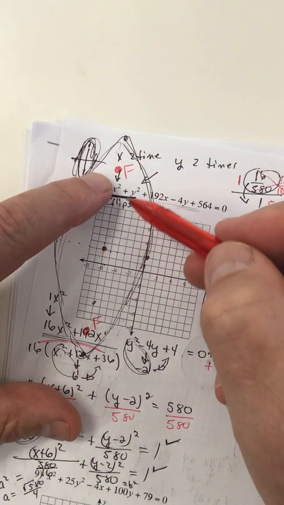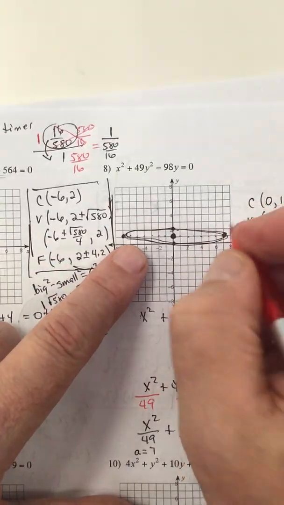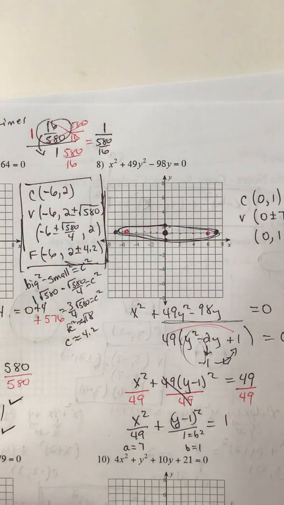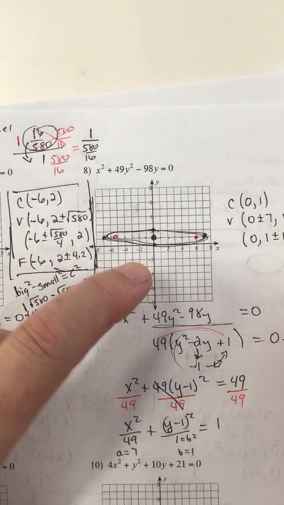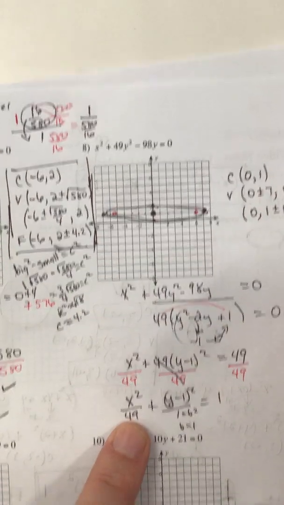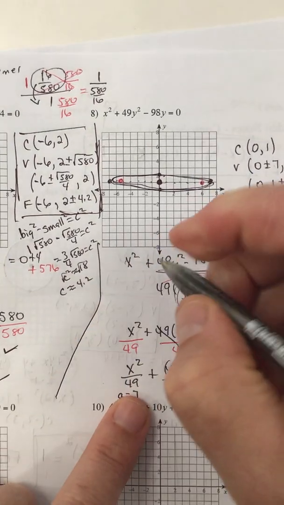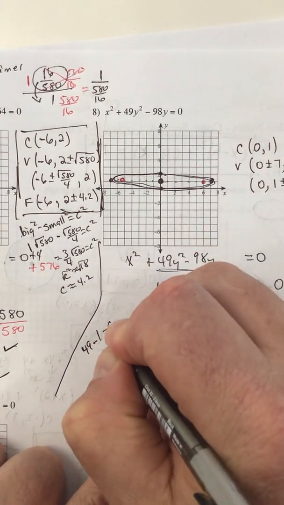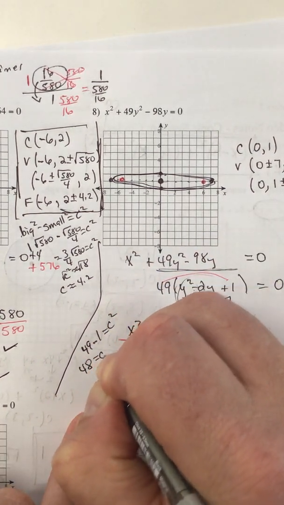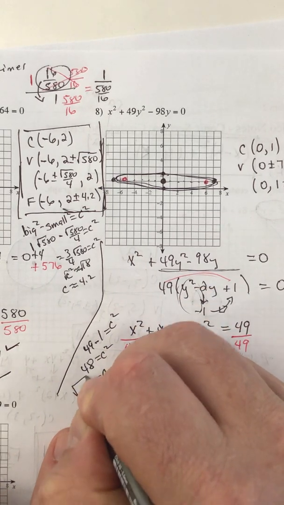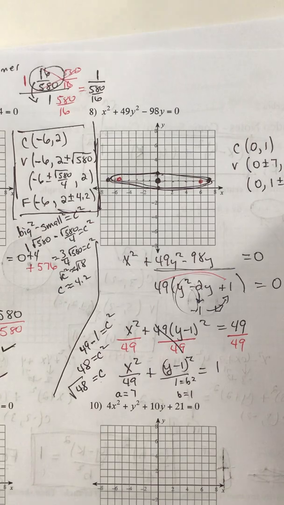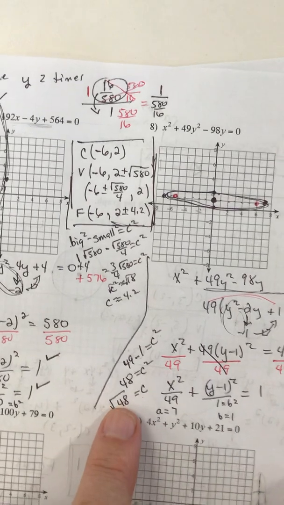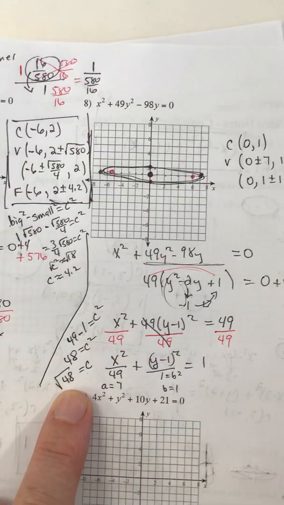Now, when they're really wide like this, the focus points are pretty far in, but when they're narrow, the focus points are going to be pretty far out there. They're usually pretty far out towards the vertices. Okay, so to get the focus points, the big one, so this 49 right here. So the focus point will be 49, that's the a squared number, minus the b squared number is equal to c squared, so that's 48 equals c squared. So c is the square root of 48. Okay, over here it was just easier to deal with it as a decimal. Let's deal with this one just as an exact one, square root of 48.